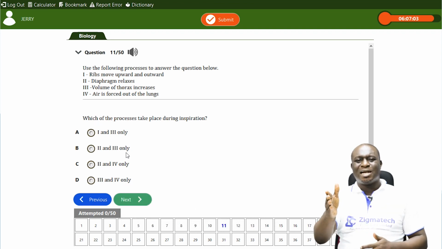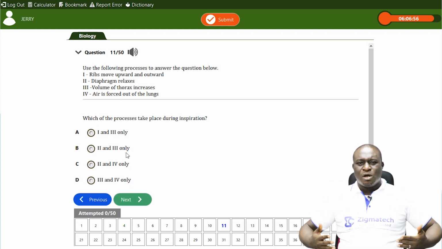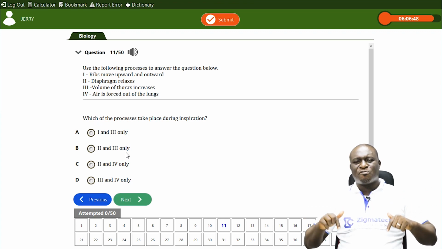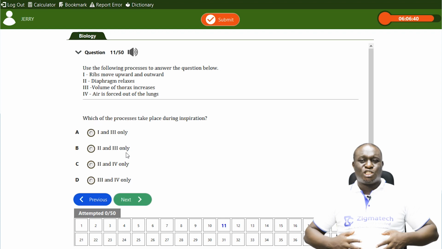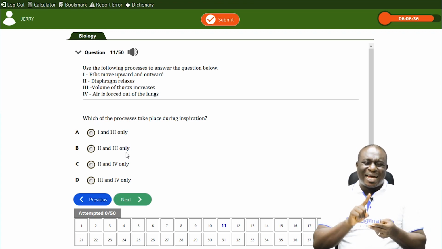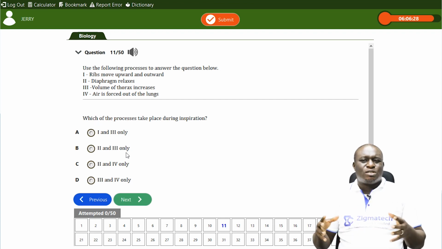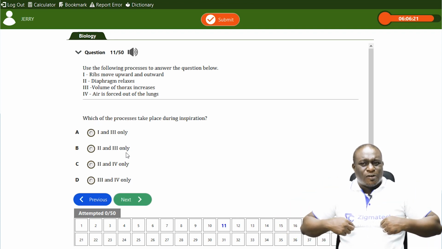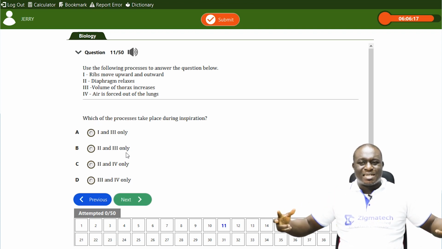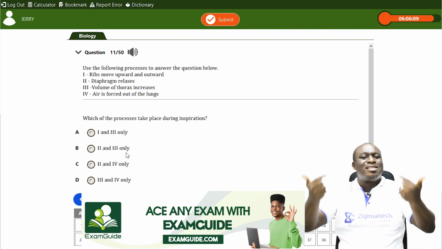All right. So now what they are asking us is about inspiration, the taking in of air. What happens to the body? There are several parts of the body that play a major role when air is being taken into the body. That's what we're looking at. Now, Roman figure 1 said the rib cage moves upwards and outward. That's one of the things that happens. And in fact, what happens during inspiration is that the ribs move upwards and outward. The diaphragm does not relax. It contracts, it doesn't relax. Now, once the diaphragm contracts, the volume of the thorax increases so as to accommodate air inside the lungs. So the volume of the thorax increases and air is not forced out, but air enters into the lungs. That is inspiration, breathing in.